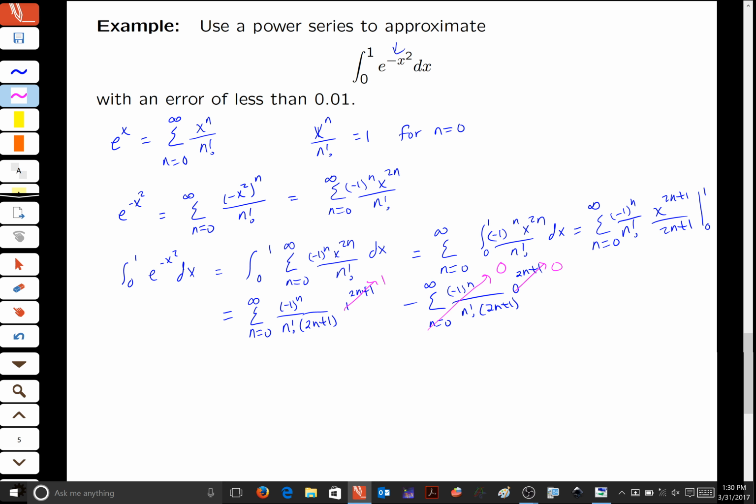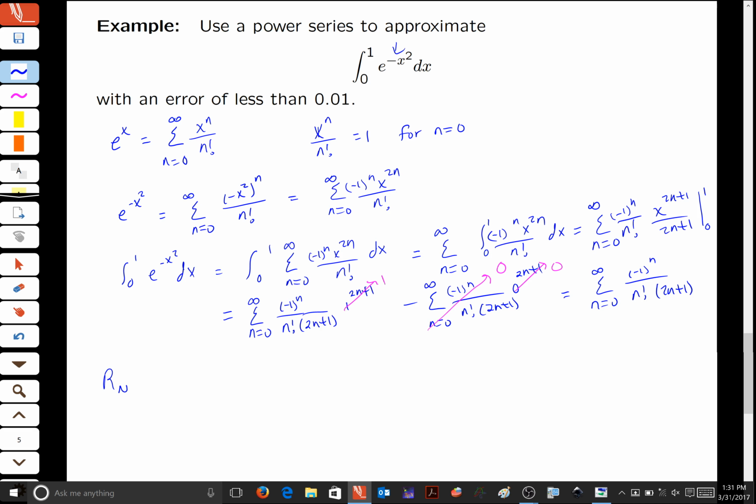So that leaves us with our series, the summation n equals 0 to infinity of minus 1 to the n over n factorial times 2n plus 1. And now it says approximate this with an error of less than 0.01. So let's look at the kind of series we have. What type of series is this? Alternating series.